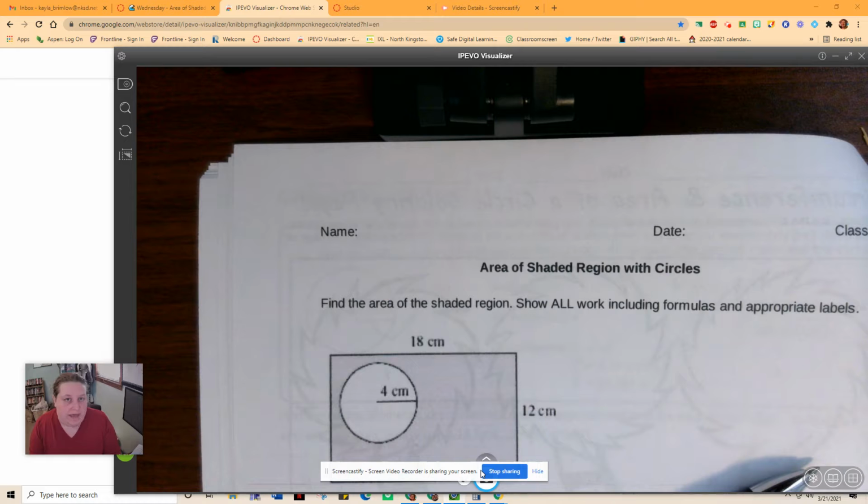So this is page 12 in your packet. I apologize, I forgot to put page numbers before I copied it, but this is what the notes look like. If you don't have the packet, you can click the link for a copy of these notes, okay?